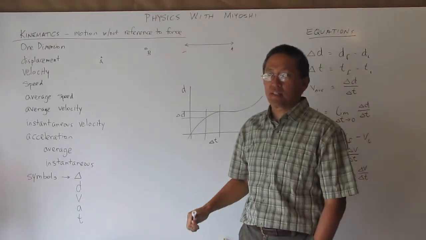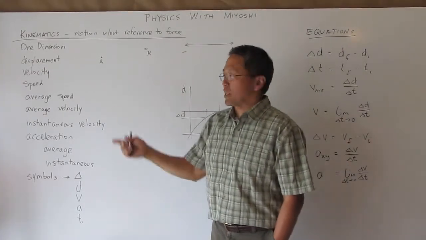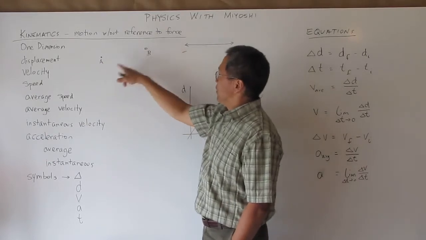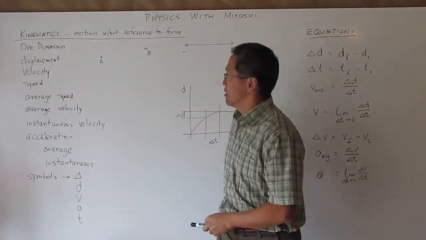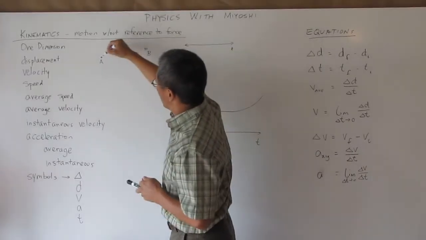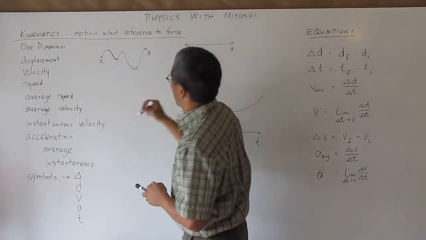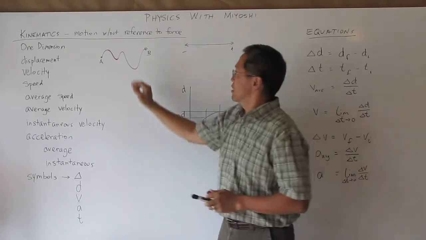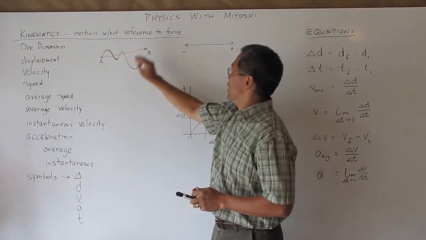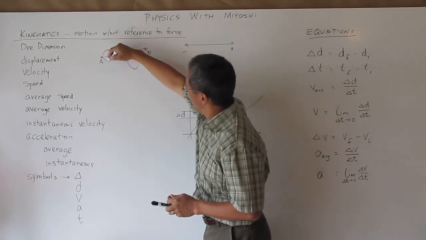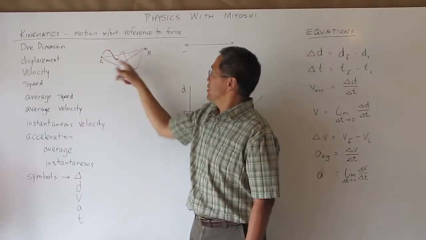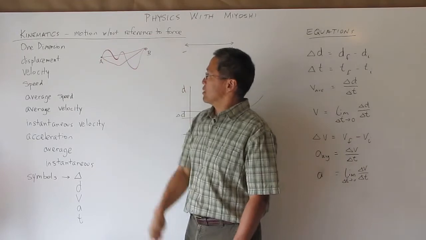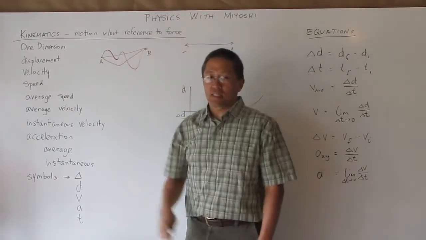Displacement means the total distance from your ending point to your beginning point, for instance. It doesn't matter what path you take to get there, your displacement is still the distance from here to here. So whether we take that path or some other path, the displacement is still the final position minus the initial position.